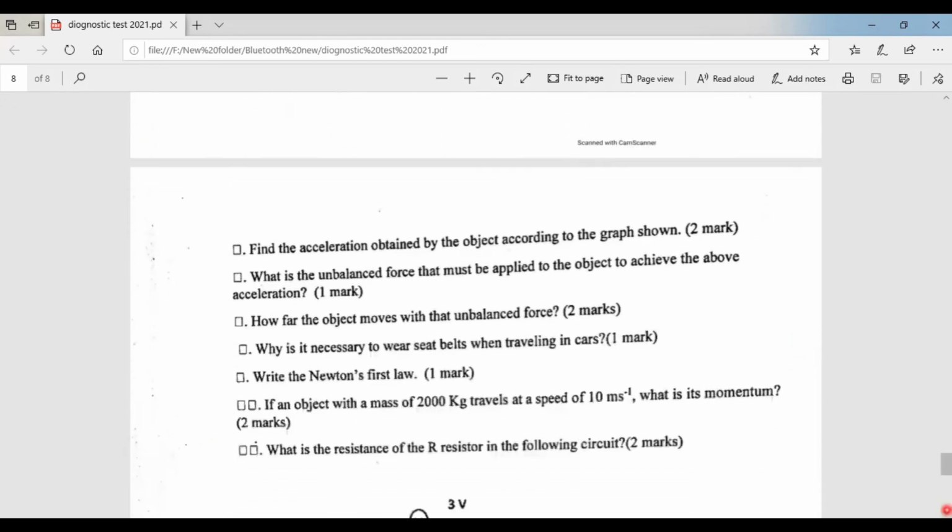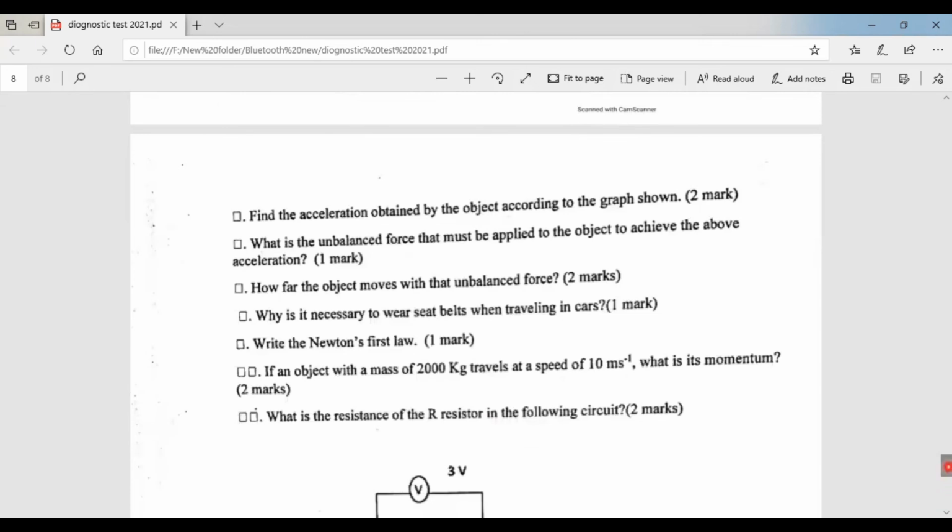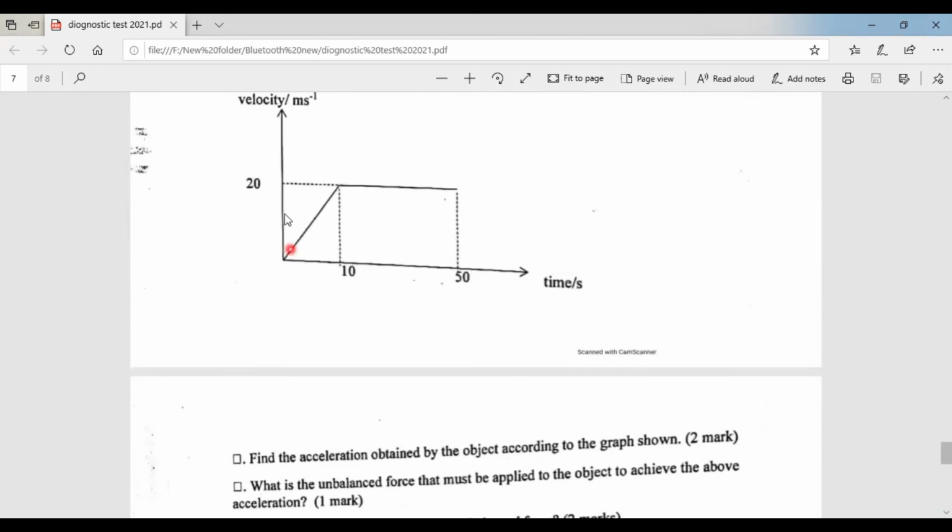Find the acceleration obtained by the object according to the graph shown. To take the acceleration, you have to take the gradient of this part of the graph. To take that, you divide the 20 by 10, and the gradient is equal to the acceleration. Answer is 2 ms^-2.